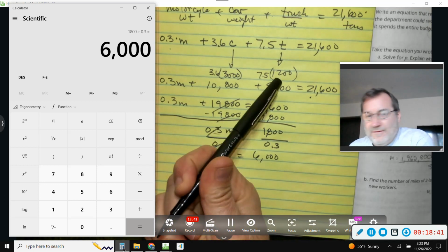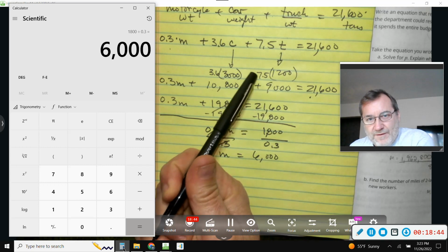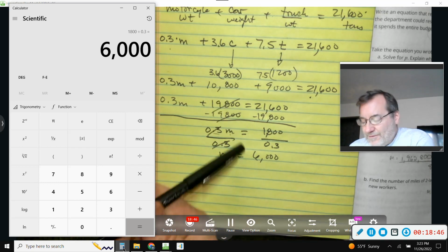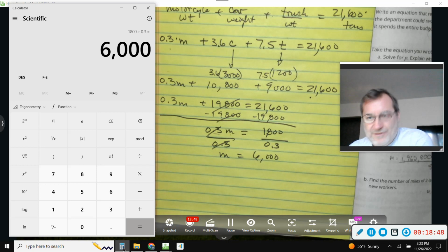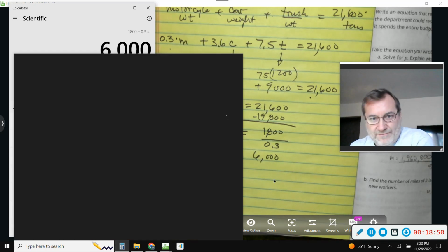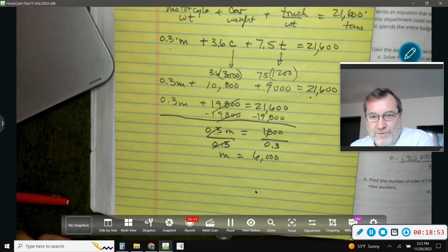Now think of this. You're only having 1,200 trucks. You're having 3,000 cars. And you're talking 6,000 motorcycles. So that is going to make that thing pretty full. Okay?